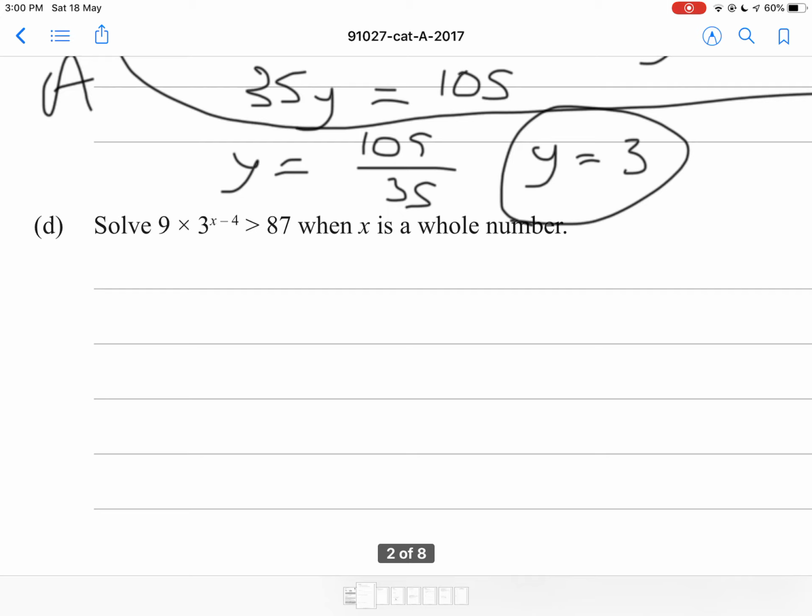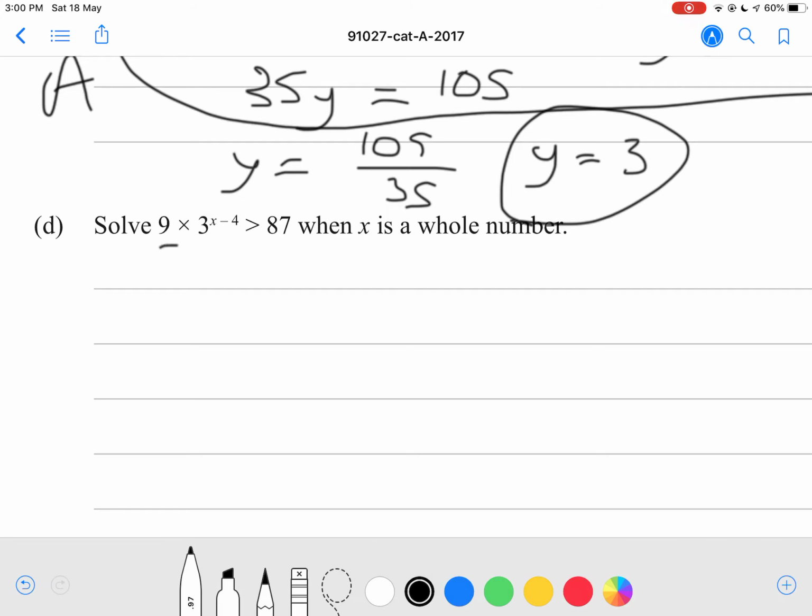Okay, so basically, you see that 9, we can rewrite 9 as 3 to the power of 2, okay? And we can say 3 to the power of 2 times 3 to the power of x minus 4, okay, so it's greater than 87, but we know that we can't express 87 as 3 to the power of something, right? But we can express 81 as 3 to the power of something. So we can say that 81 equals 3 to the power of 4. So 3 to the power of 4 equals 81. And then plus 6, okay? Because 3 to the power of 4 is 81 and it's 87, so I have to add the 6 in, okay?